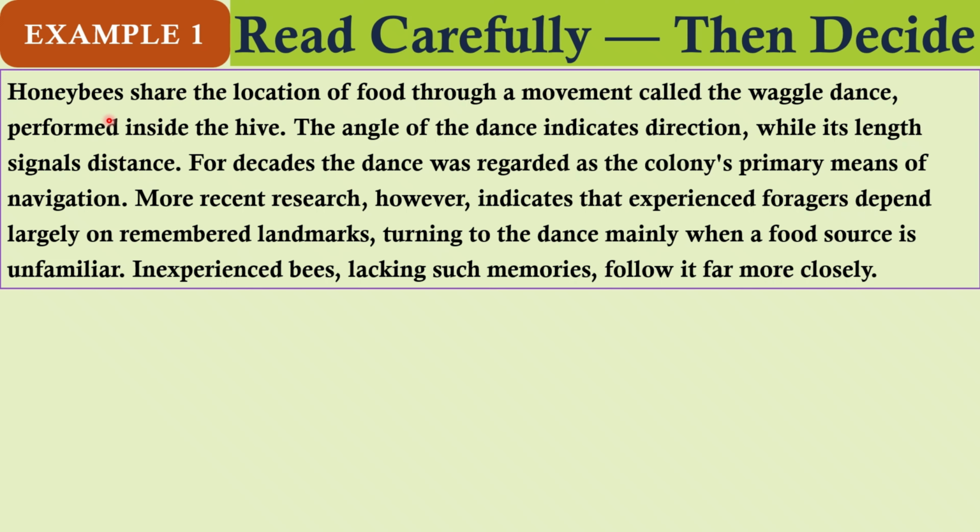Let's look at an example passage. Honeybees share the location of food through a movement called the waggle dance, performed inside the hive. The angle of the dance indicates direction, while its length signals distance. For decades, the dance was regarded as the colony's primary means of navigation. More recent research, however, indicates that experienced foragers depend largely on remembered landmarks, turning to the dance mainly when a food source is unfamiliar. Inexperienced bees, lacking such memories, follow it far more closely.